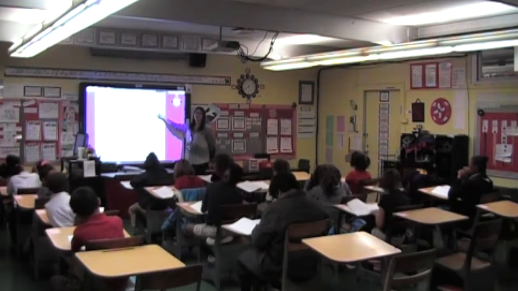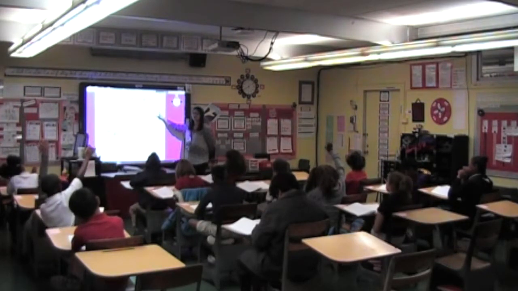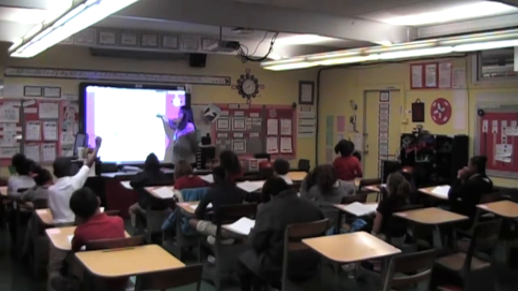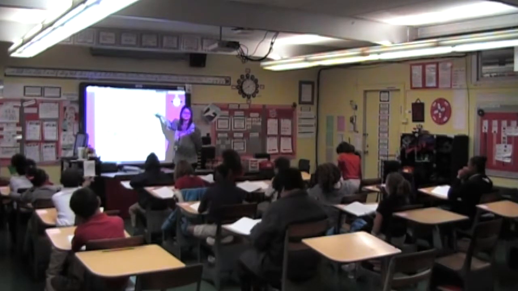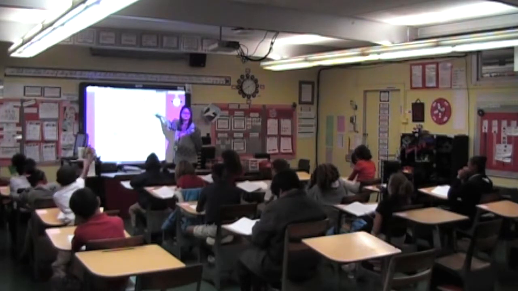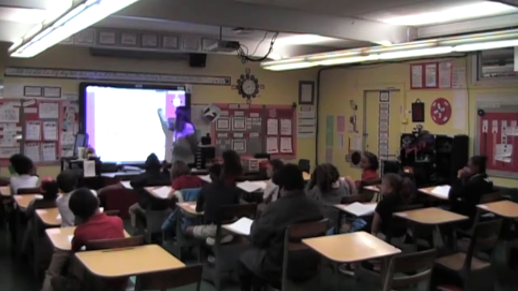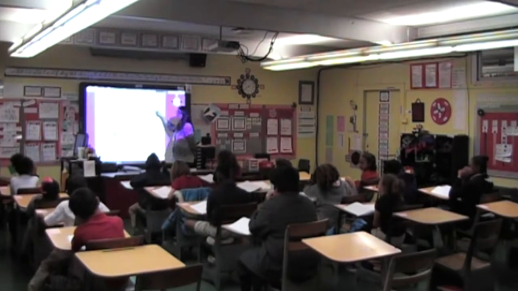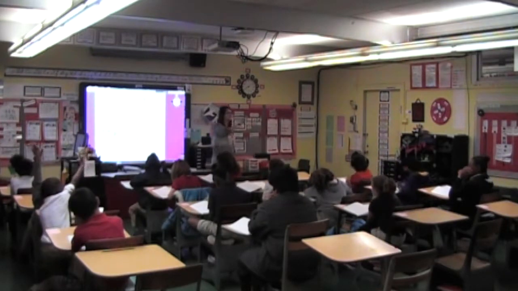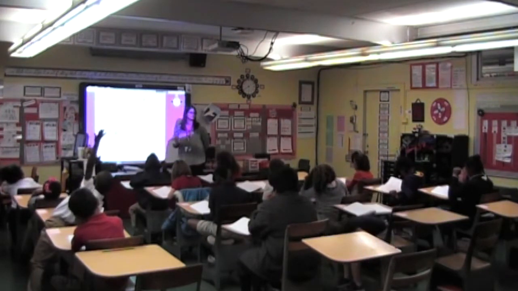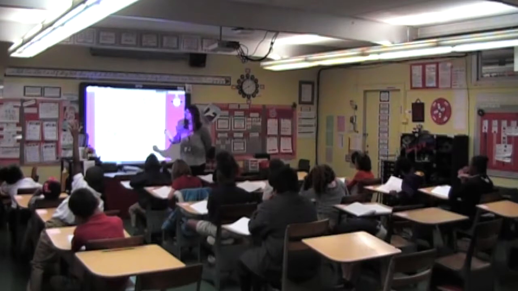10 4s minus 1 4 equals how many 4s, Ashanti? Okay, Lonnie? 9 4s. 9 fours or 9 times 4. And 9 times 4 equals what, Asia? Good.